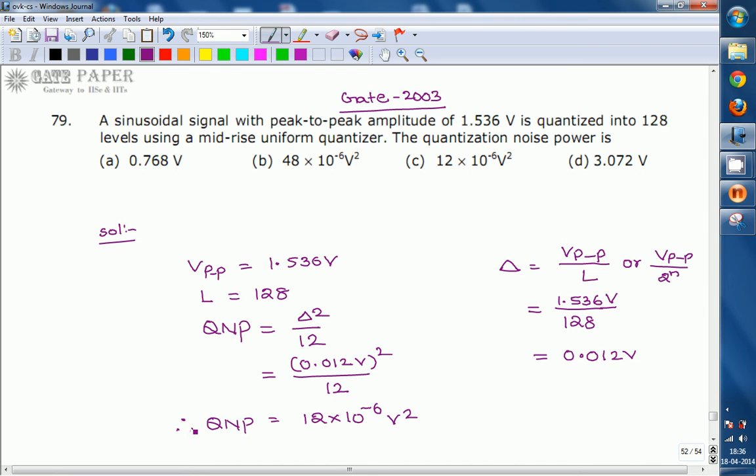Here simply the V peak to peak voltage is given as 1.536 volts and the L value is given. The quantization noise power will be delta square by 12, where delta is V peak to peak by L. We got 0.012 volts. Now if we substitute 0.012 volts in the place of delta, delta square by 12, the answer is simply 12 into 10 to the power of minus 6. So the option is C, that is 12 into 10 to the power of minus 6 V square for this problem.